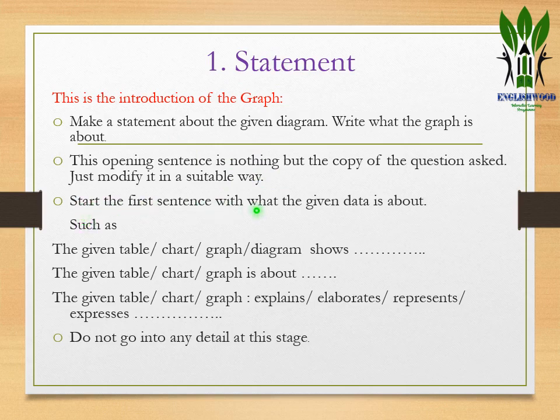You start the first statement with what the given data is about, such as the given table, the given chart, the given graph, diagram, or the graph shows. The given table, chart, graph is about, or the given table, chart, graph explains, elaborates, represents, expresses, etc. Do not go into any detail at this stage. I told you only 2 sentences.